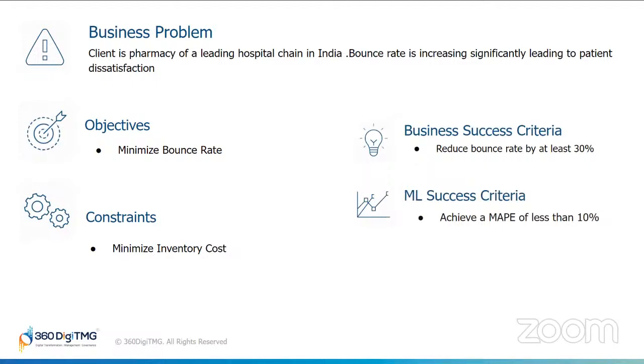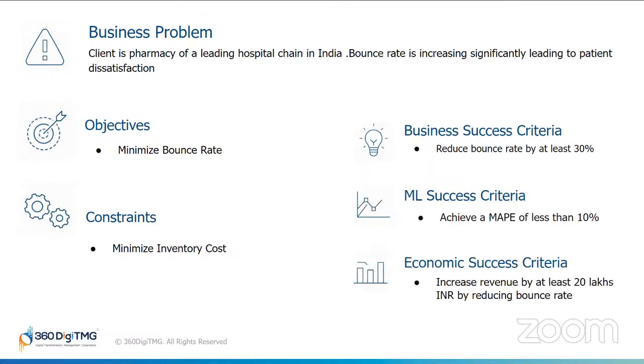Here, the success criteria are according to business and economic as well as machine learning. When it comes to business success criteria, we had to reduce this bounce rate by at least 30%. With regards to economic, we had to make sure that the revenue rose by at least 20 lakhs. And for the machine learning success criteria, we were looking at forecasting. The evaluation metric that we're going with is MAPE, and we wanted to make sure that it is less than 10%. And this is about the project scope.